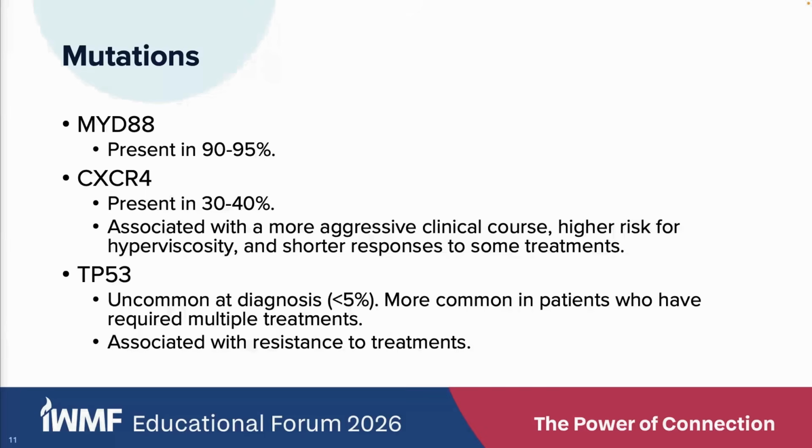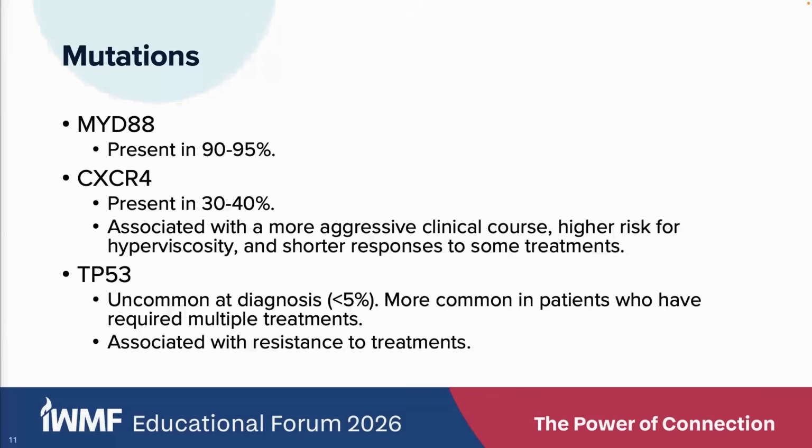And then there's a mutation called the CXCR4 mutation. That mutation is present in up to 40% of patients. It can actually make the lymphoma cells a little bit harder to treat. It can give them an advantage to become resistant to treatment. And those patients tend to have slightly more aggressive disease. So their IgM levels might be higher. They are at a higher risk of having this hyperviscosity syndrome and other symptoms from Waldenström.